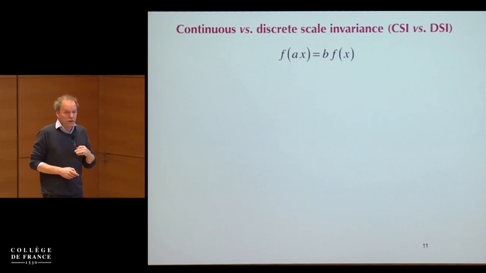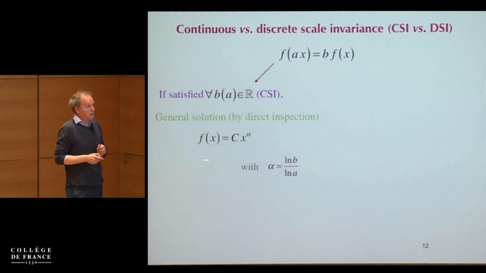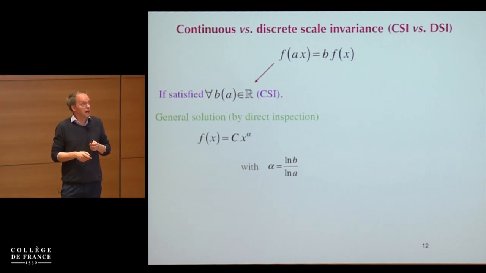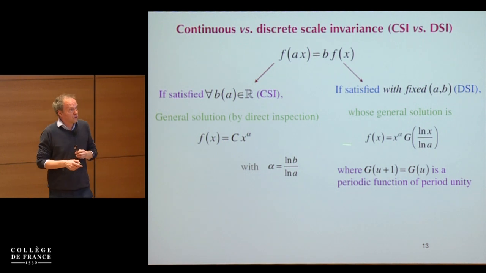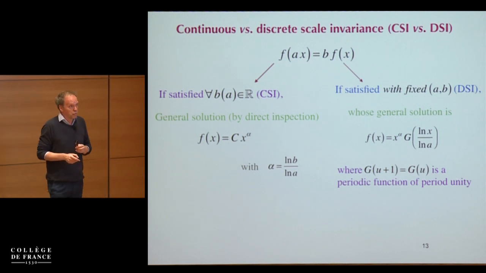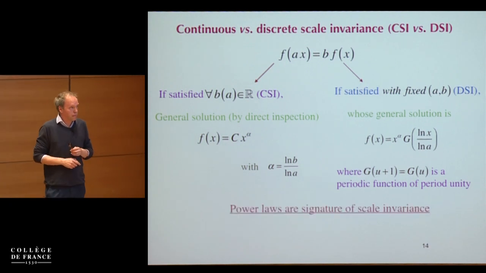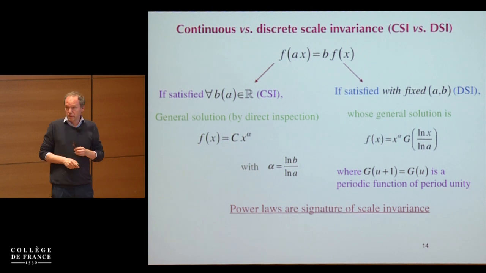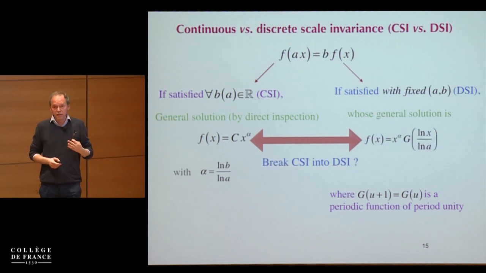Okay, so now we solved this equation in both cases, and we saw that for the continuous case, a general solution is just a power law with an exponent that depends on B and A, whereas for the discrete case, with fixed A and B, the general solution is again this power law with the same exponent, but now it's multiplied by a periodic function of period unity and function of the logarithm of the variable x. So power laws are a signature of scale invariance, either continuous or discrete, but this function is specific to the discrete case.